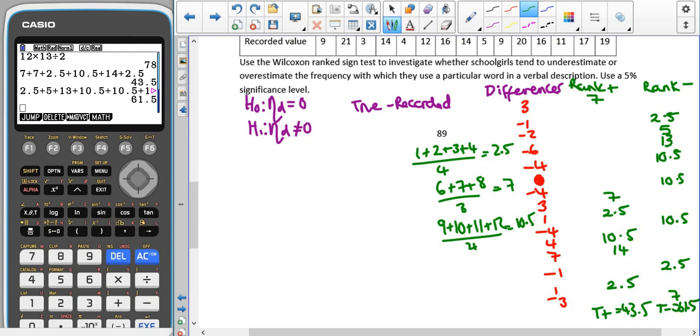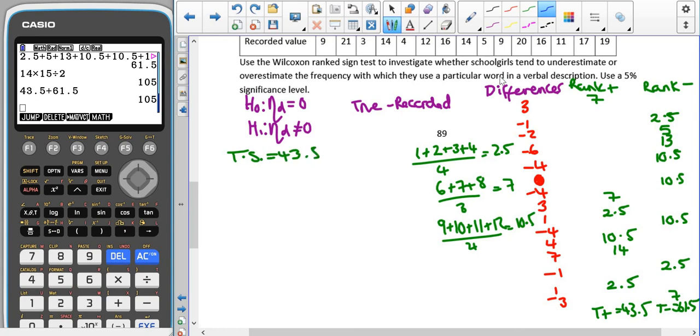So there were 14 numbers that I was ranking here. So 14 times 15 divided by 2 means that my 2 totals there should add up to 105. 43.5 plus 61.5 does add up to 105. So I've just double checked that they add up to the right amount. The smallest of those is my test statistic. So my test statistic is going to be 43.5.